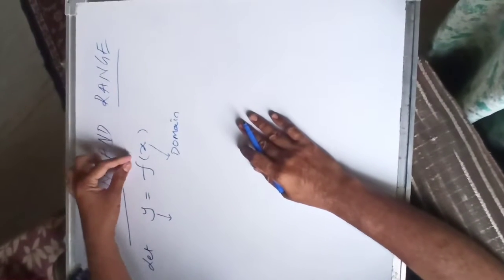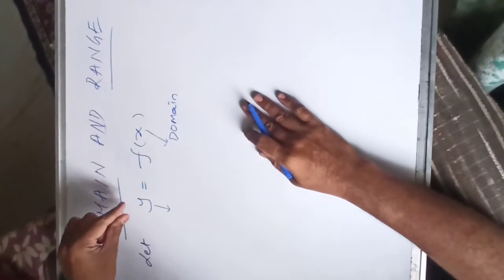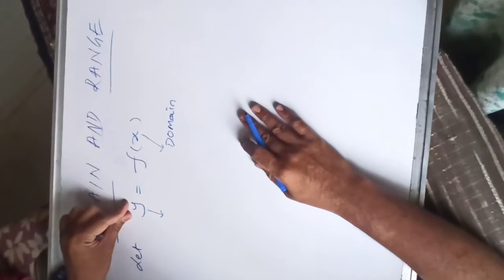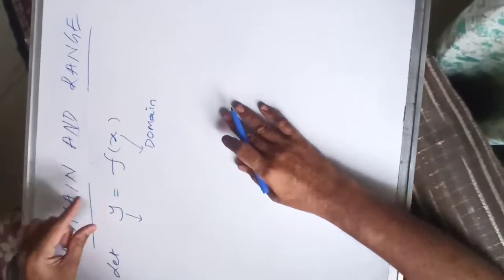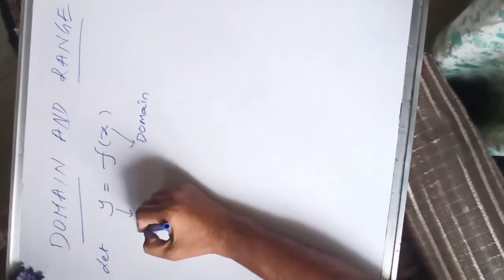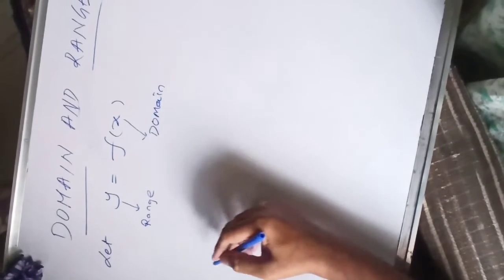Then the answer of f we call the range. Range is y. Y is the range, y is the answer, y is the result. Okay, so this is the range.